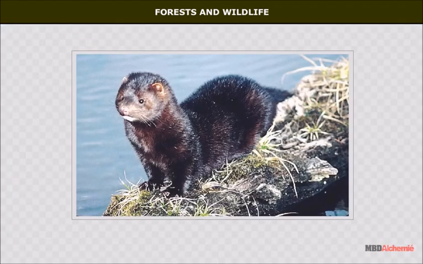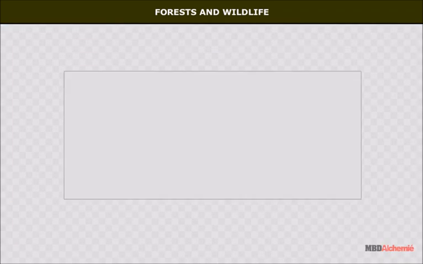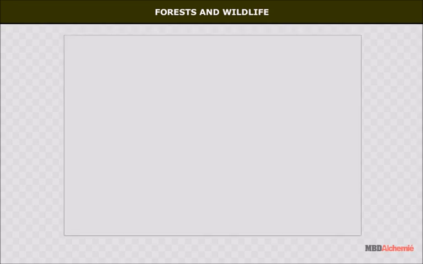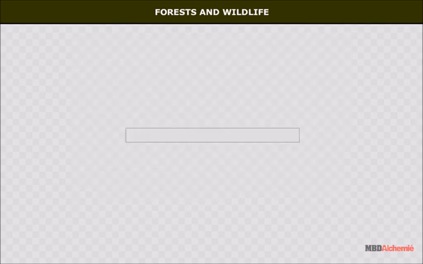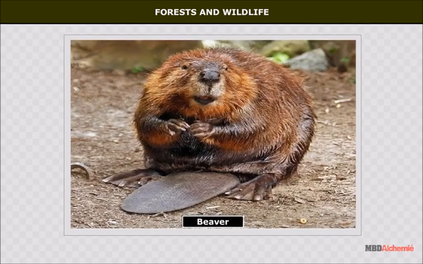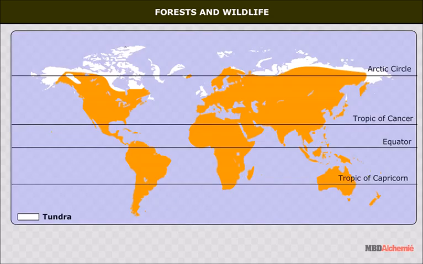Fur-bearing animals include mink, sable, fox, lynx, beaver, and others.